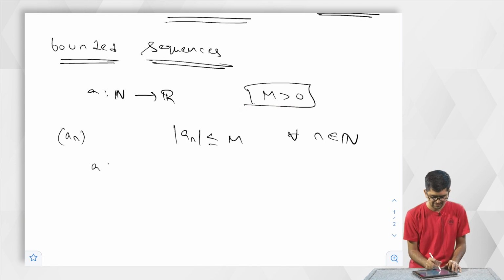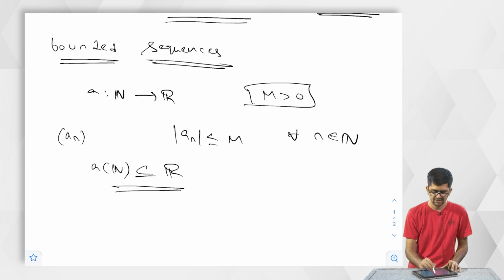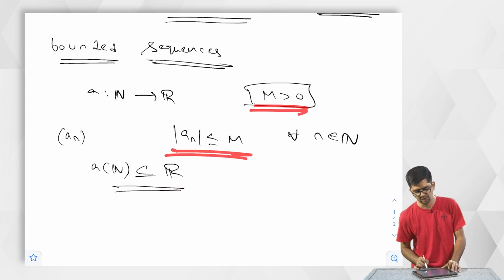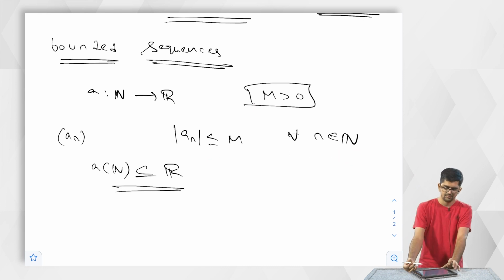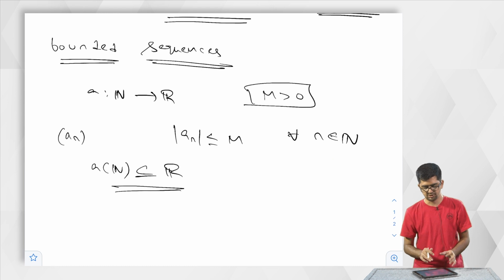One can also say that if the image is a bounded subset of R, these two are actually the same thing. The image being a bounded subset of R is the same thing as saying that there is an element m such that mod a_n is less than or equal to m for every n belongs to N. So, this is the definition of a bounded sequence.